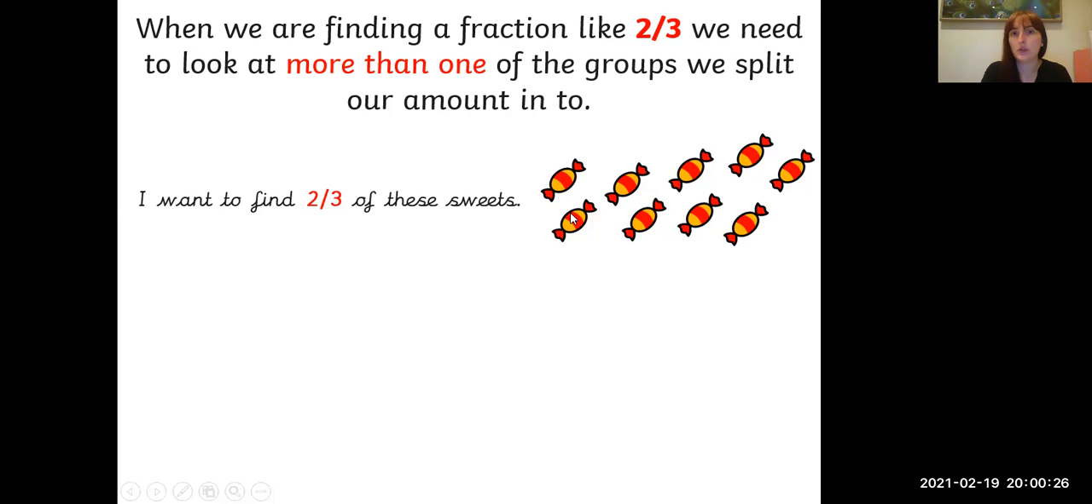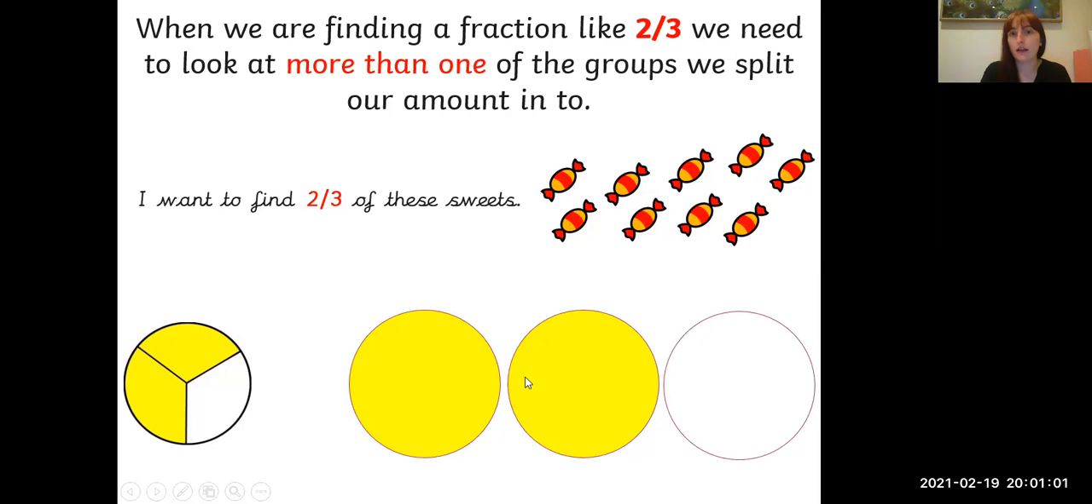So I want to find 2/3 of these sweets. How many sweets have I got all together, first of all? What's my whole? So my whole is 1, 2, 3, 4, 5, 6, 7, 8, 9, okay? So I've got 9 sweets, all right? That's my whole group. I want to split it into thirds though. So just like with my circle, remember I need how many groups for thirds? I need 3, don't I? And I'm going to be looking at how many is in 2 of those groups because I want 2/3. So here are my thirds. I've highlighted 2 of them, so we know that those are the ones we're going to be looking at.